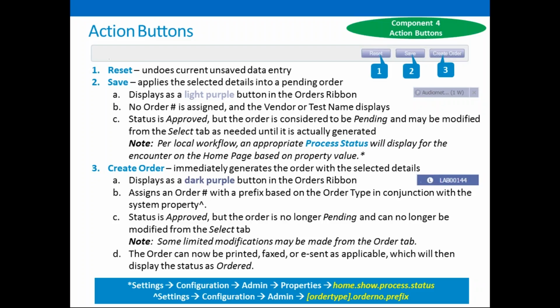Now, based on local workflow, if you choose to use this function, there is a process status you see referenced here at the bottom of the slide that you can turn on, and that will update the patient routing status on your home page, so that then that second person can determine, oh, I need to go in there now and finish the order.